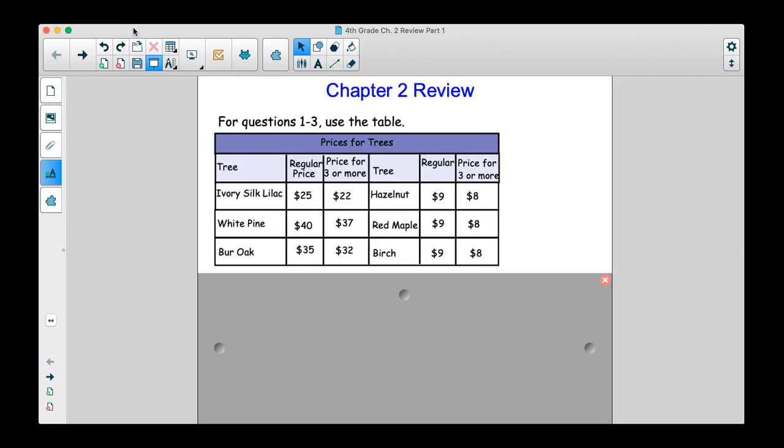Kids, it's Mrs. Compton, and we're going to do your Chapter 2 review, starting with page 97. We're actually going to do all of page 97, but you can only see my table for right now. So for questions 1 through 3, use the table.